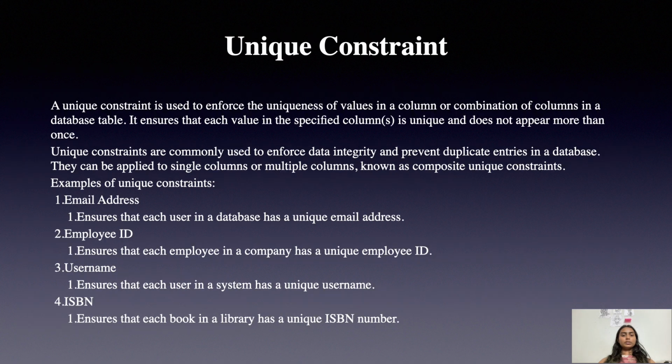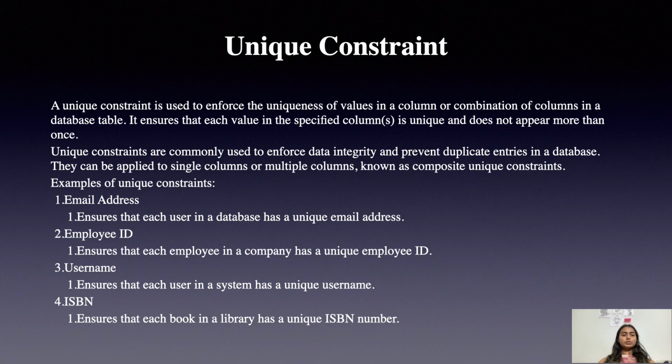Now, unique constraint. A unique constraint is used to enforce the uniqueness of values in a column or a combination of columns in a database table. It ensures that each value in the specified column is unique and does not appear more than once. Unique constraints are commonly used to enforce data integrity and prevent duplicate entries in a database. They can be applied to a single column or multiple columns, known as composite unique constraints.